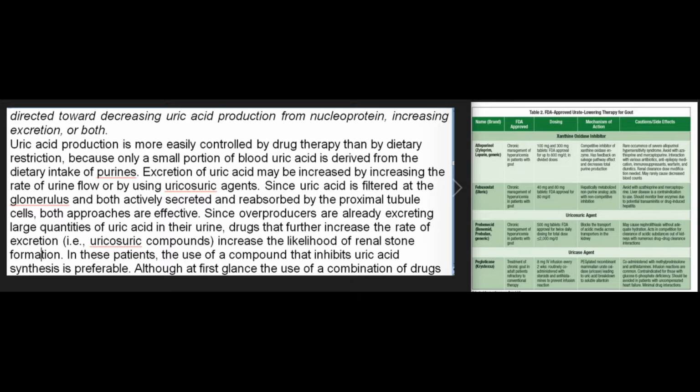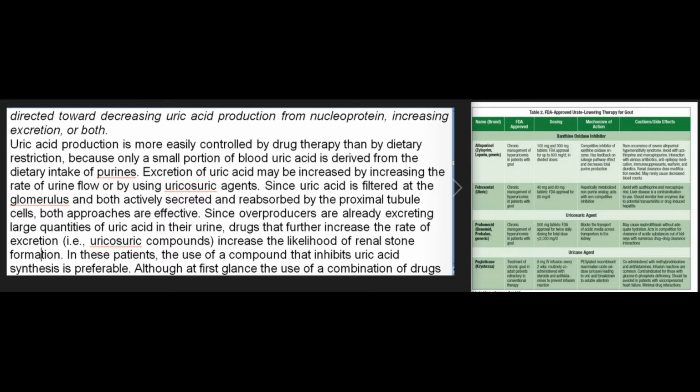Since uric acid is filtered at the glomerulus and both actively secreted and reabsorbed by the proximal tubule cells, both approaches are effective. Since overproducers are already excreting large quantities of uric acid in their urine, drugs that further increase the rate of excretion, i.e., uricosuric compounds, increase the likelihood of renal stone formation. In these patients, the use of a compound that inhibits uric acid synthesis is preferable.